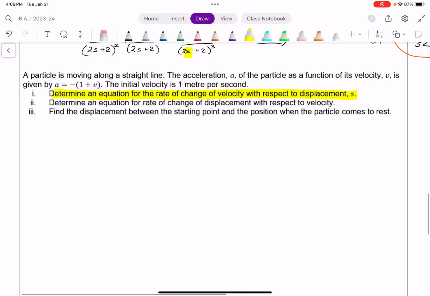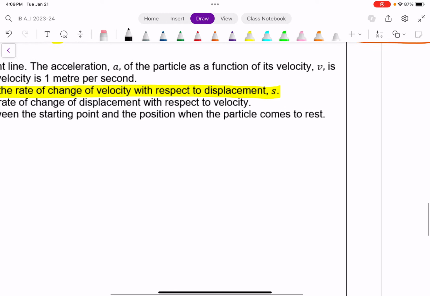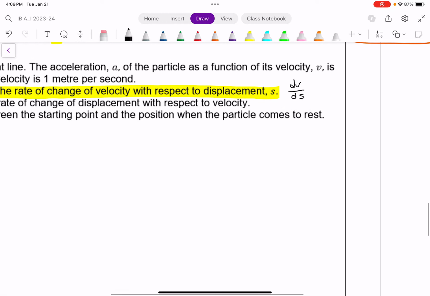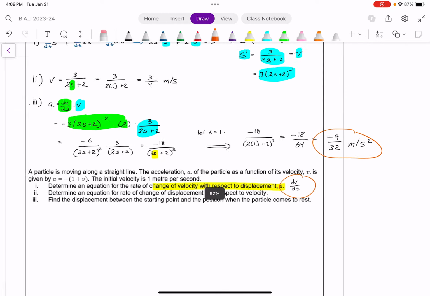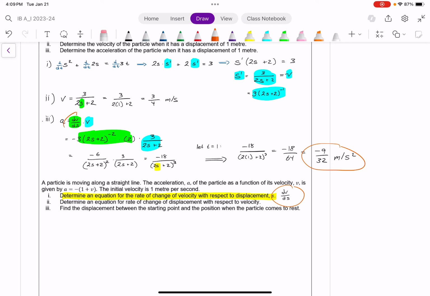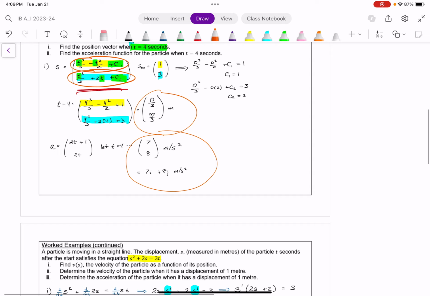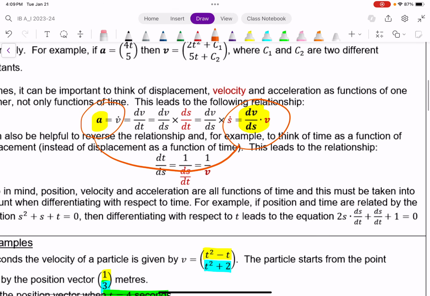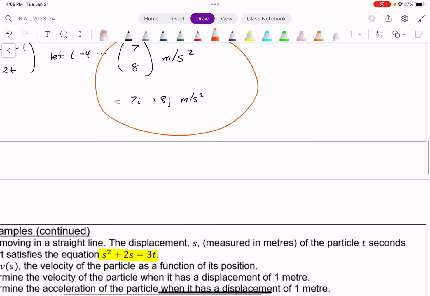So what does that mean? The rate of change of velocity with respect to s. That means I'm asking what is dv/ds. That's what I'm asking for. In the last question, that's what we figured out right here. Well, how do I figure that out in this case? I don't actually have my velocity function as a function of position. Well, let's again go back to this relationship here. Acceleration, which we do have, is the same as dv/ds, which we're trying to find, times velocity. So let's write that down again.